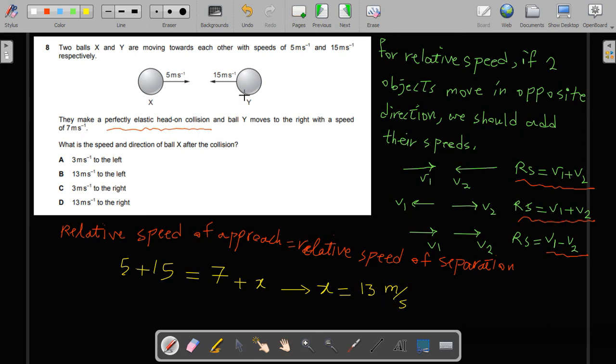And also you can say that the speed of X can be determined by the largest speed. For example, in this question, Y is 15 to the left. So the speed of X after collision will be in the direction of the larger speed. The larger speed is for Y to the left, so the final speed will be 13 meters per second to the left because of the larger speed before collision. So B is right.